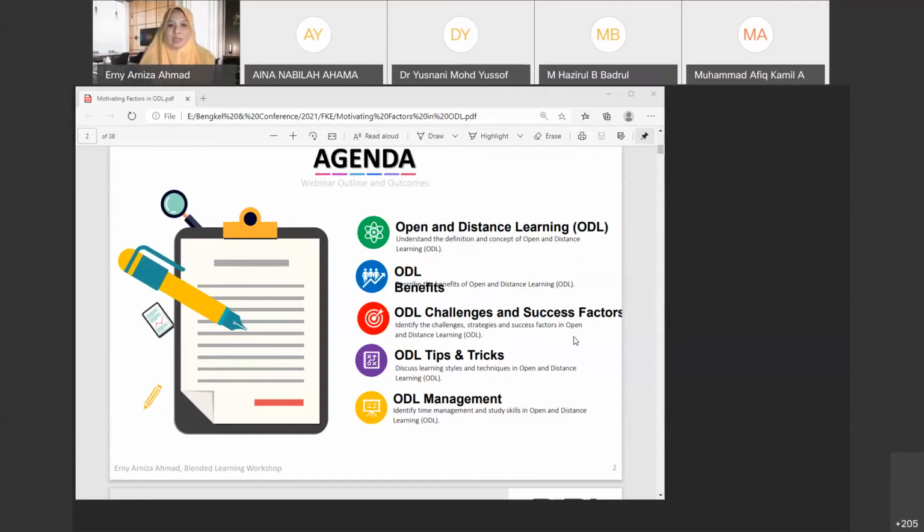And then the last one, we'll look into ODL management: how to manage your time, your study, and everything in ODL. So that's why I put it as ODL management, open and distance learning management. Basically here we look into time management specifically, and then some study skills in ODL. We'll go through each of these.